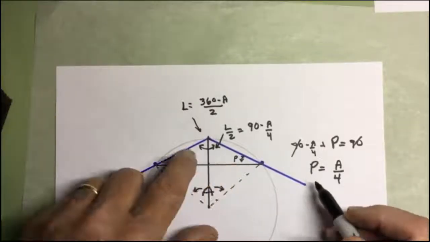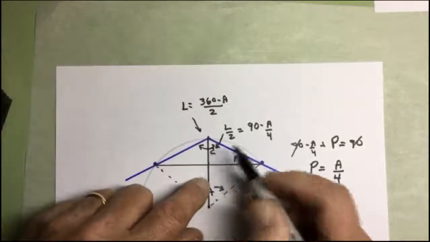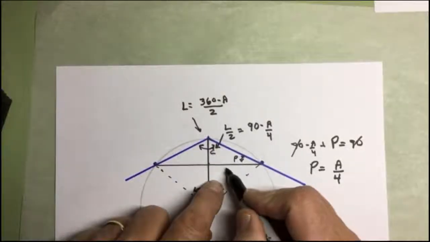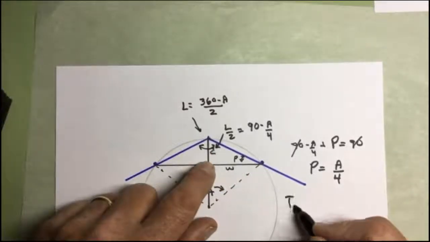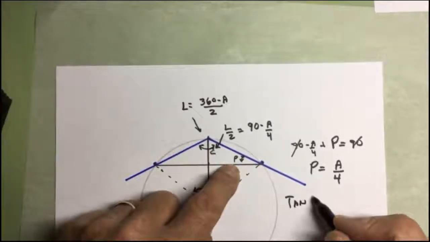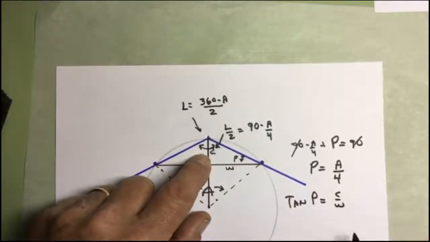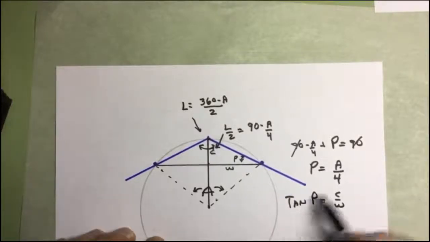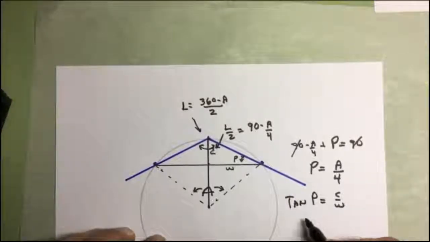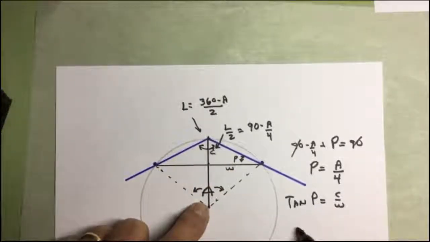And the plank angle is quite easy to figure because we know the camber C and we know our half width W, and so the tangent of the plank angle is equal to C over W, and then we can find out what the tangent is, and then look in the tables and find out what the plank angle is, P, and all we have to do is multiply it by 4 to get A.